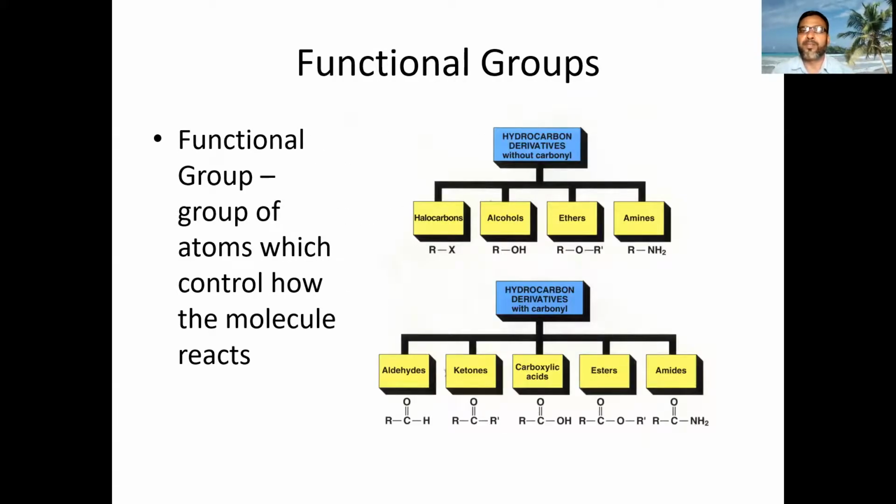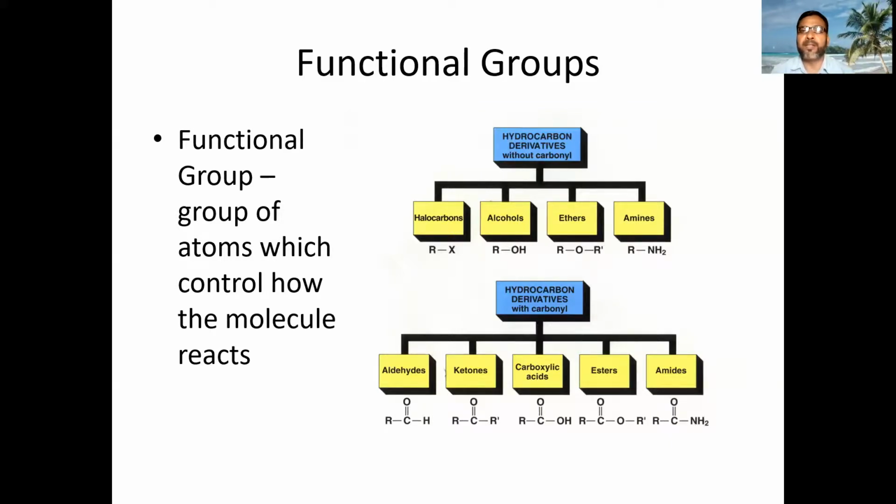Now, friend, function groups. Function groups are groups of atoms which control how the molecule reacts. Group of atoms. This is very important. People asking, what is the function group? Then the student replying with the examples of function group. No, you give the exact group of atoms which control how the molecule reacts.